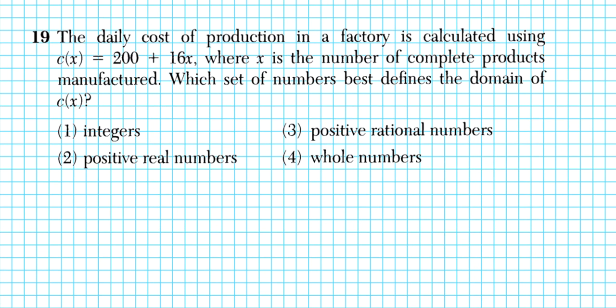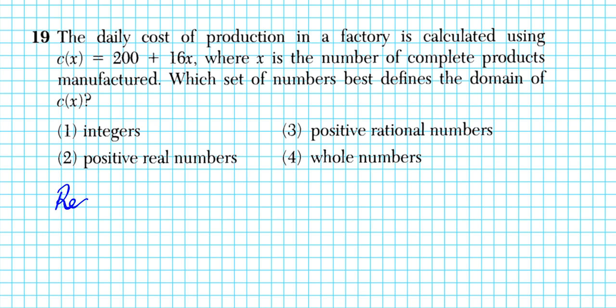Okay, let's take a look at question number 19. It says the daily cost of production in a factory is calculated using the function c of x equals 200 plus 16x, where x is the number of complete products manufactured. Which set of numbers best defines the domain of c of x? Okay, so see, the domain is what? In or out? Input or output?